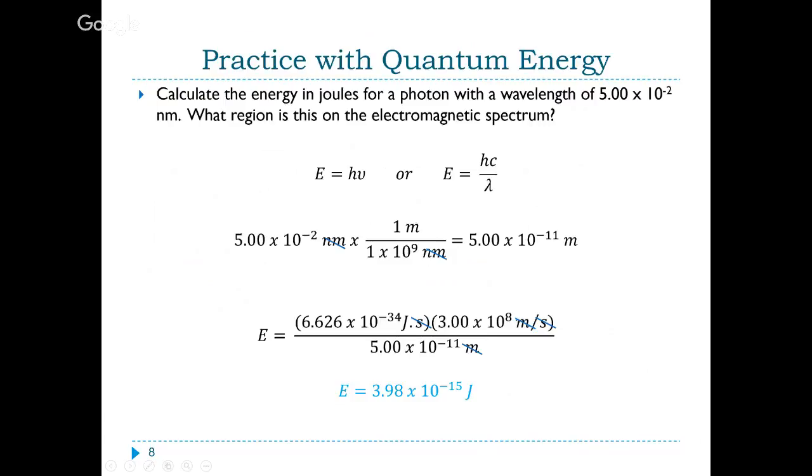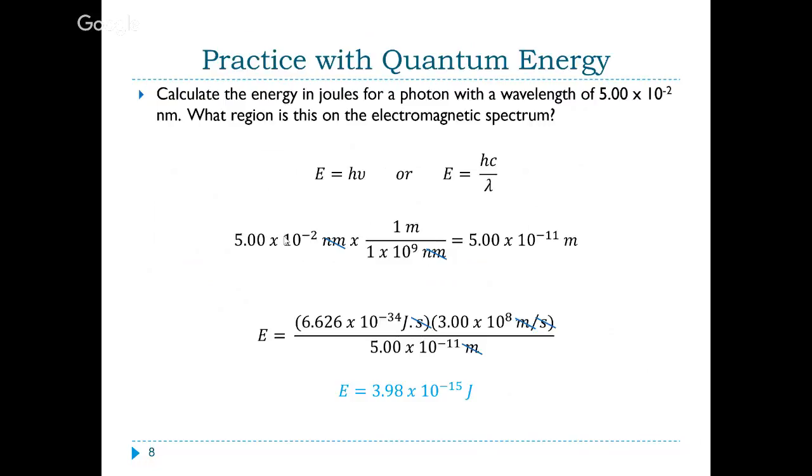So if I plug that into my equation, E equals hc over lambda, Planck's constant times the speed of light divided by my wavelength in meters allows me to cancel out meters and seconds. I'm left with joules. So the energy for this particular electromagnetic wave is 3.98 times 10 to the negative 15th joules. If we look where this is at on our electromagnetic spectrum, we see that this is in the X-ray region. So extremely short wavelength.